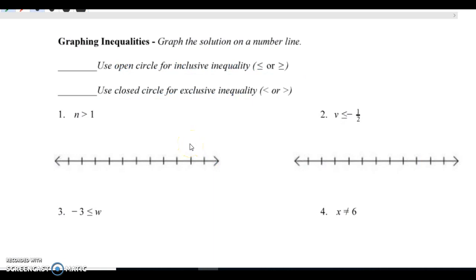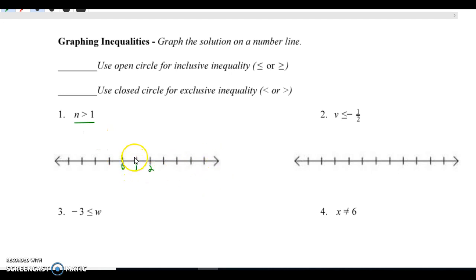So let's go to our second page, right? We're graphing inequalities. We're going to graph a solution on a number line. One thing we have to understand is that when we're graphing inequalities, so our first example right here, n is bigger than 1. Let's just put 0 over here and then 1 over here, right? And then you got 2 and so on. So what you're really looking at is all the numbers that are bigger than 1.